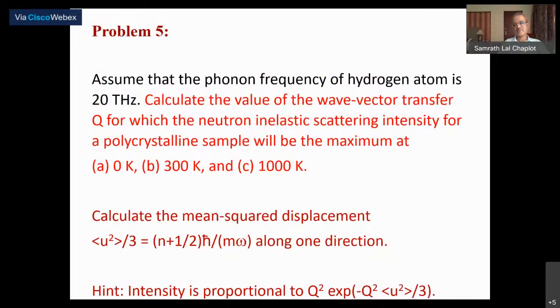Temperature will enter there, or even the frequency spectrum will enter, because the U, the mean square displacement, is actually... work it out. It depends on the phonon population, and it is inversely related to the mass. Okay, along one particular direction. So you can use this expression if you like. I would suggest that you please verify this expression.